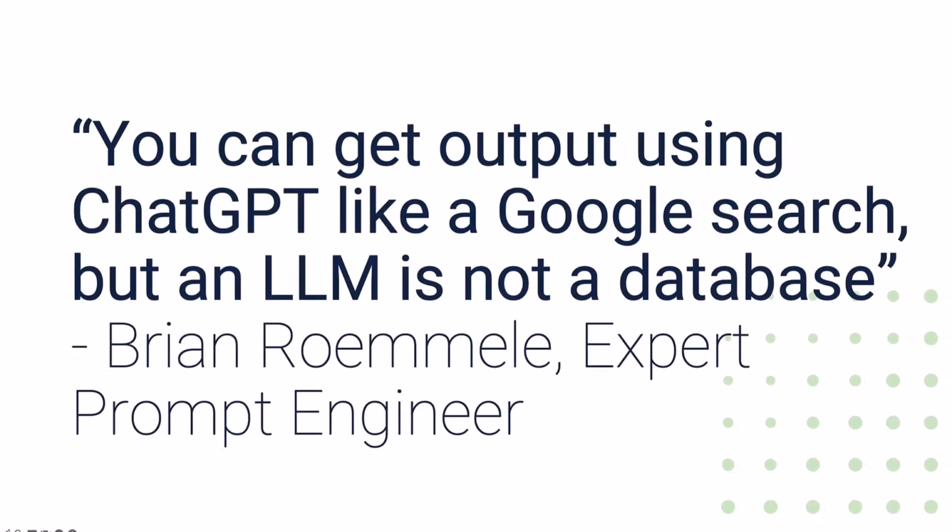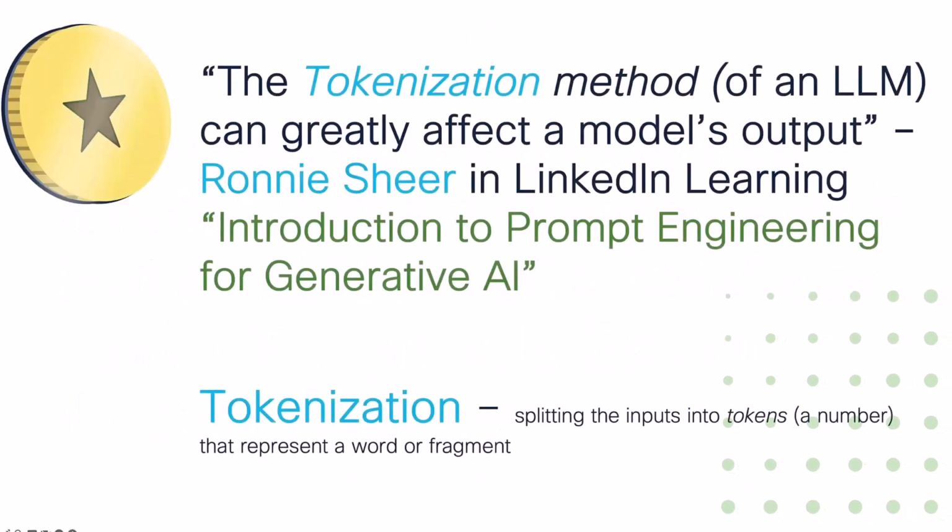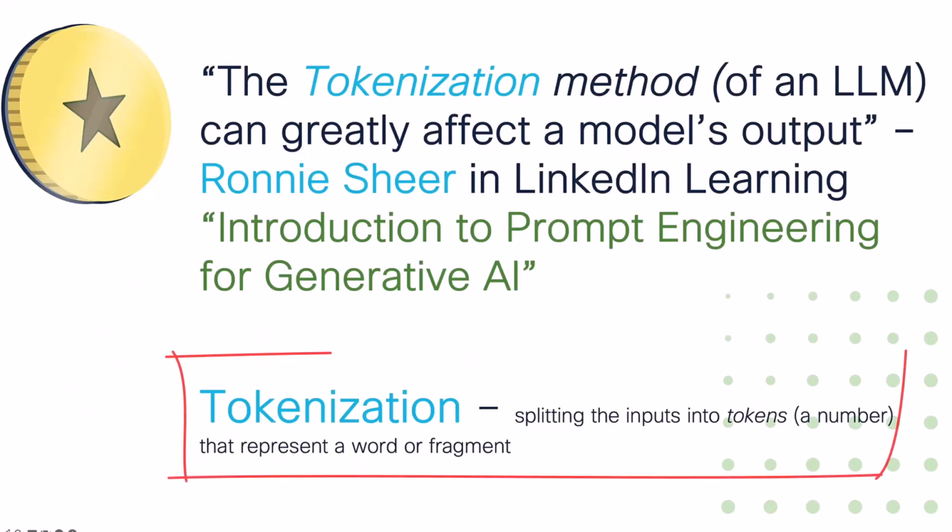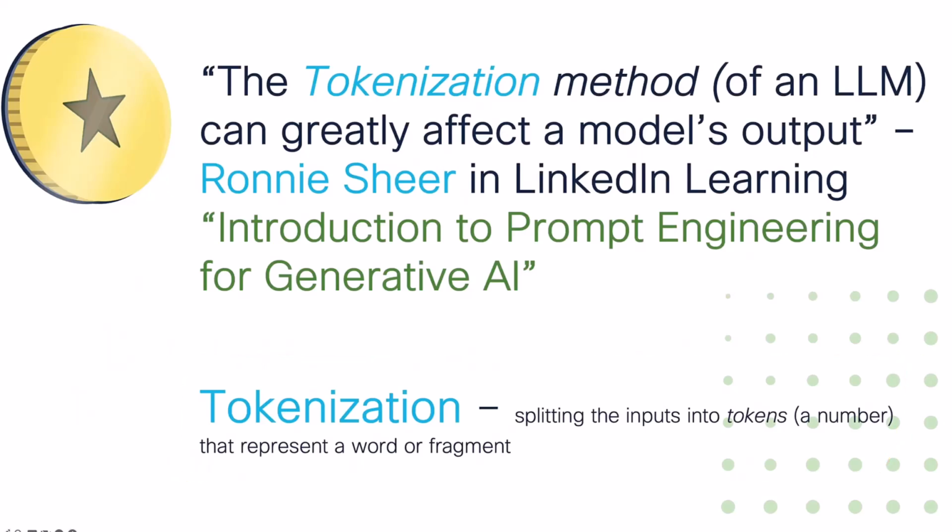The first piece of information that you should understand in large language models is something called tokenization. From the LinkedIn Learning class, Introduction to Prompt Engineering for Generative AI, the tokenization method of an LLM can greatly affect its model's output. What does that mean? Tokenization is the act of splitting inputs into tokens, which is basically a number that represents a word or fragments of words. Contractions could be a single value.